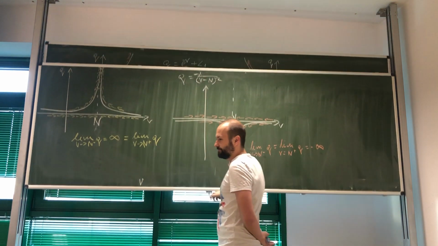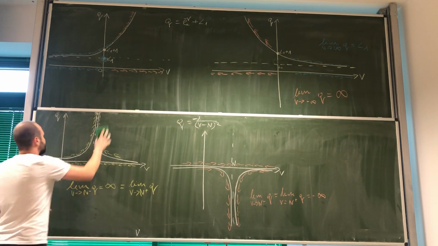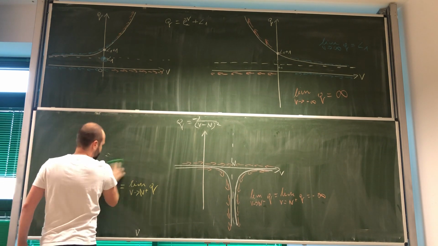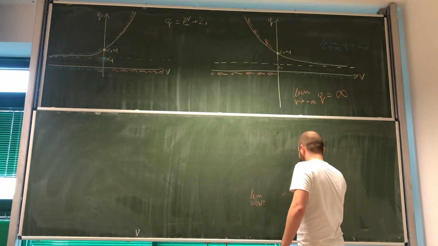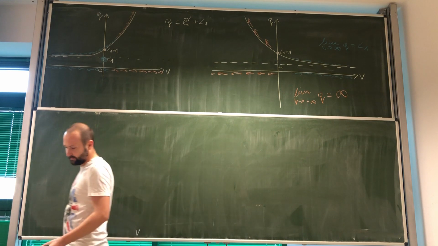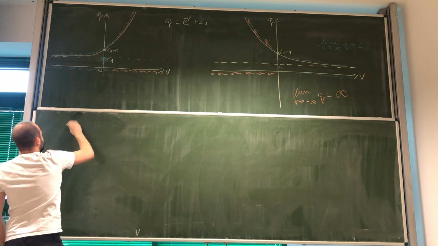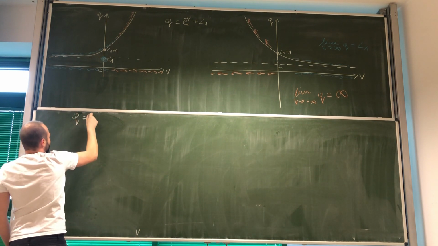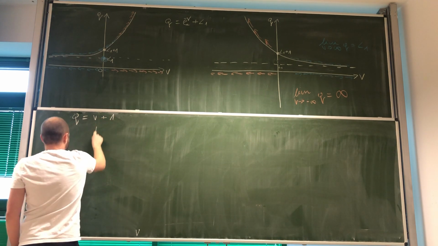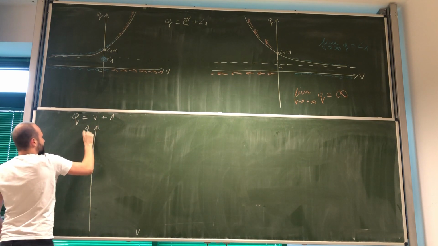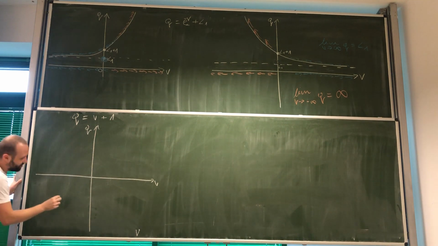Okay. So now let's consider a simpler function. Let me just erase the blackboard. And let's say that we've got a function like q equals v plus 1. Okay. So here we have q, here we have v, and the function is going to look like that.